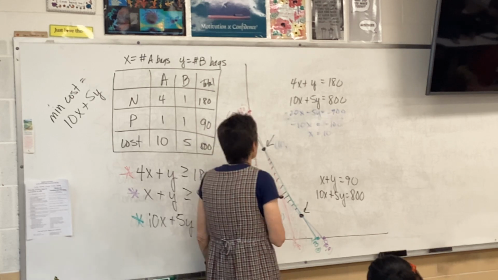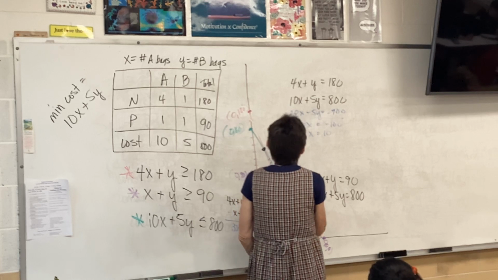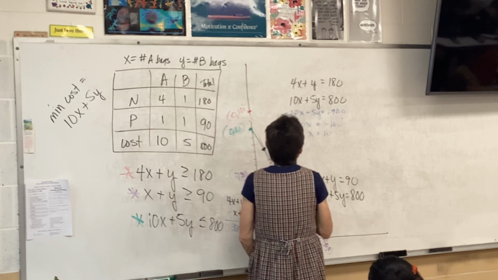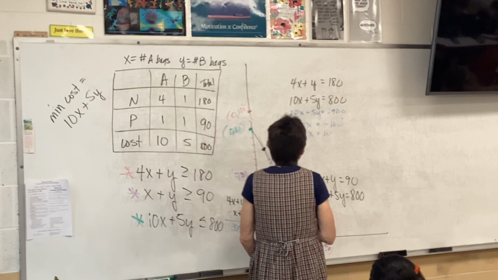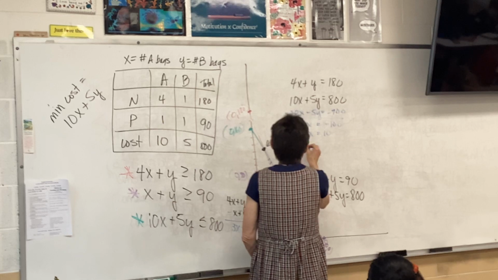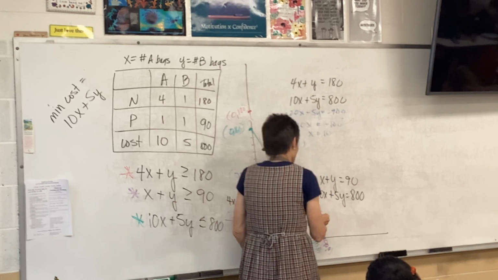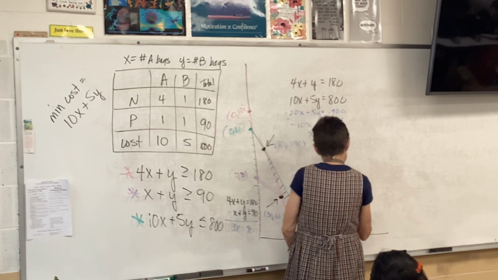So I got 10 for X, 140. It's negative 900 plus 800. So we get 10x for the 200.